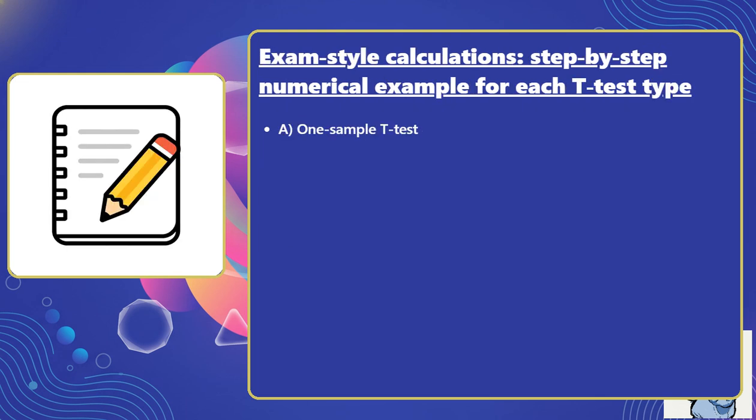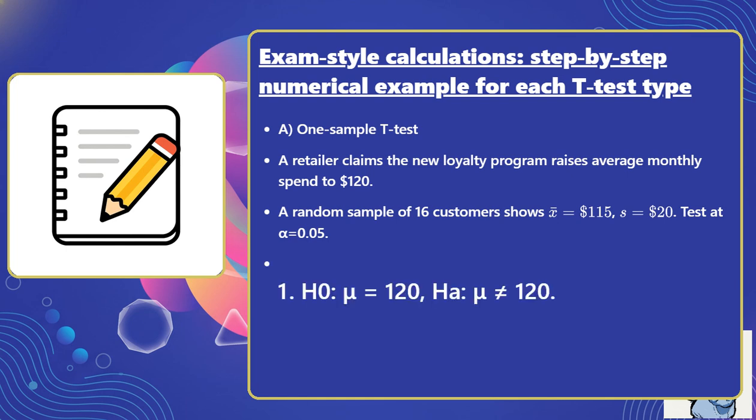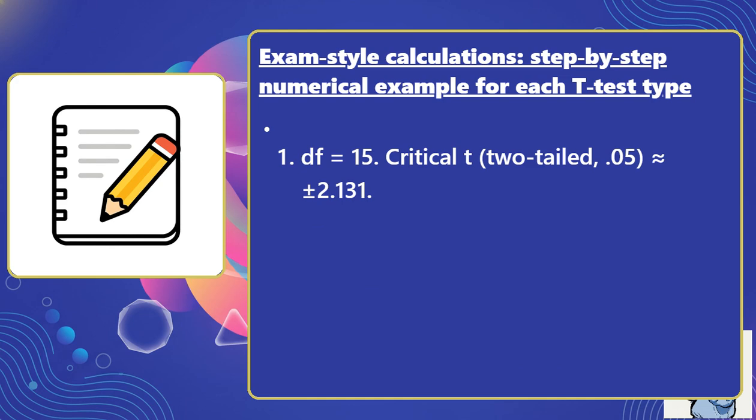A. One-sample t-test. A retailer claims the new loyalty program raises average monthly spend to $120. A random sample of 16 customers shows x bar equals $115, s equals $20. Test at alpha equals 0.05. 1. Null hypothesis: mu equals 120. Alternative hypothesis: mu not equal to 120. 2. t equals (115 minus 120) divided by 20 over root 16, equals negative 5 divided by 5, equals negative 1.0. 3. Degrees of freedom equals 15.